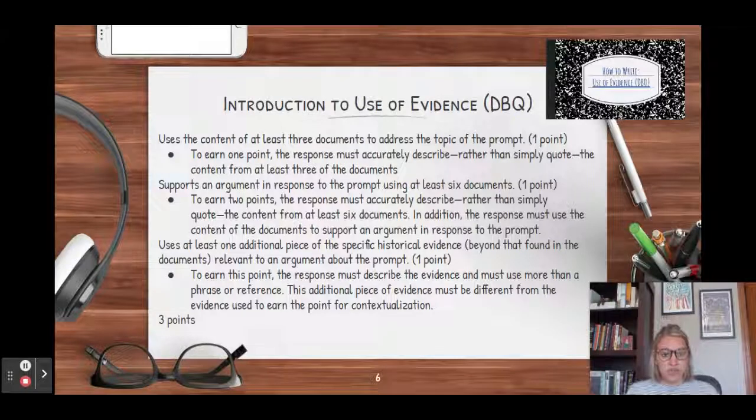So what you're going to want to do is you're going to watch the video that I have linked at the end of these slides and also in your Google Classroom, all about use of evidence. You're going to complete the follow along worksheet that takes you through it. And hopefully by the end of that, you'll feel much more comfortable with the process of analyzing documents and using them in your writing.